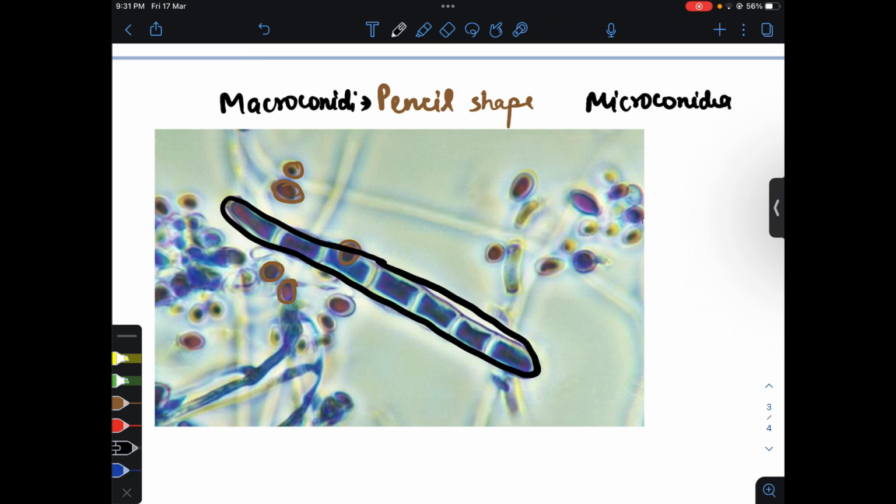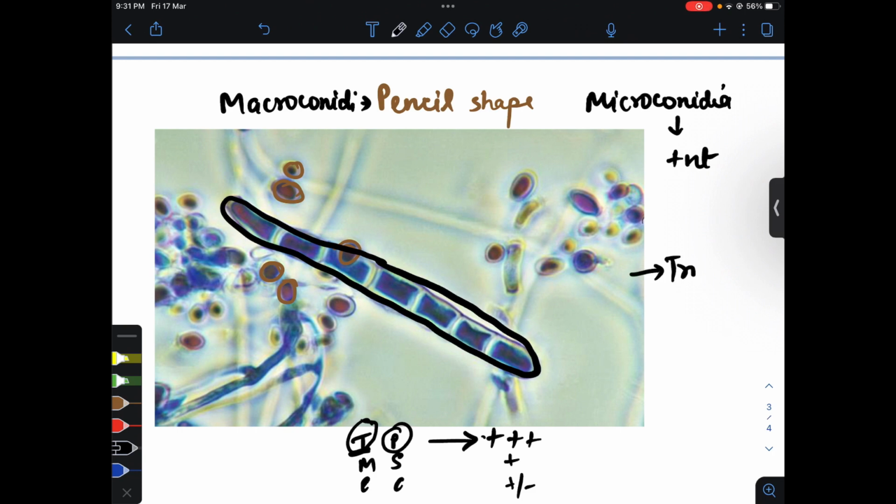So when microconidia is present and macroconidia is pencil shaped, we first write TME PSC. In TME PSC, pencil shape, and micro is present because first lots of microconidia are there, then decreases, and then plus minus. So it is Trichophyton. This one is the image of Trichophyton, which involves all three parts: skin, hair and nails.